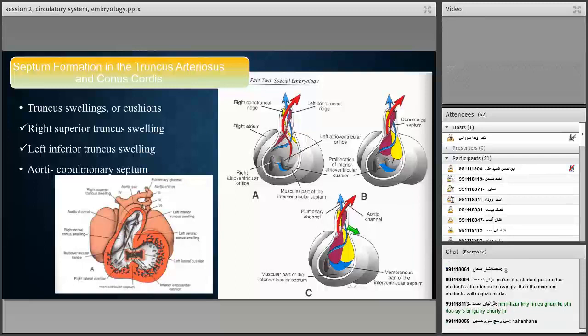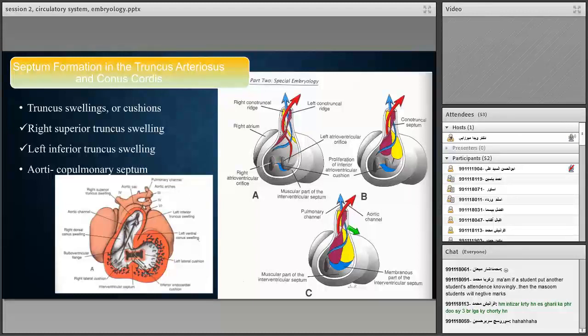Septum formation in the truncus arteriosus and conus cordis. Here, after explaining this part, you will understand the transposition of the big vessels, okay? Look at here. During the 5th week, some pairs of opposing ridges appear in the truncus.